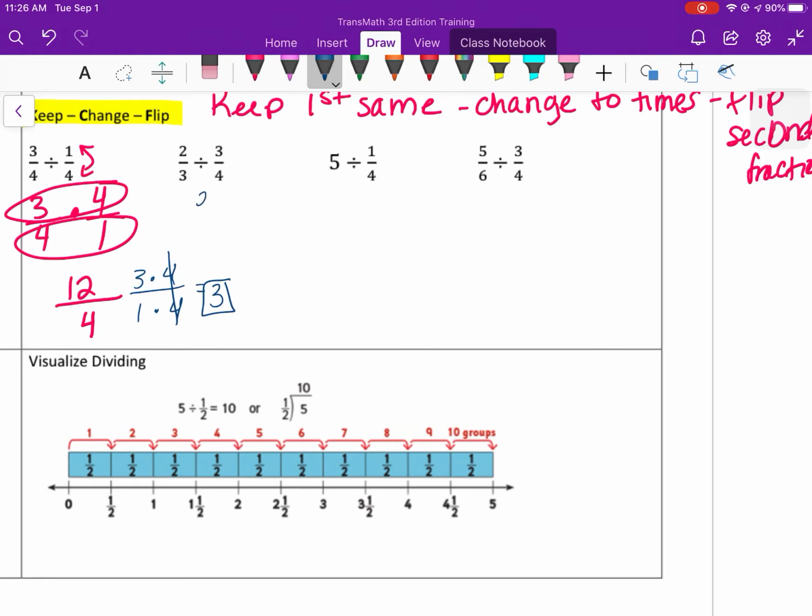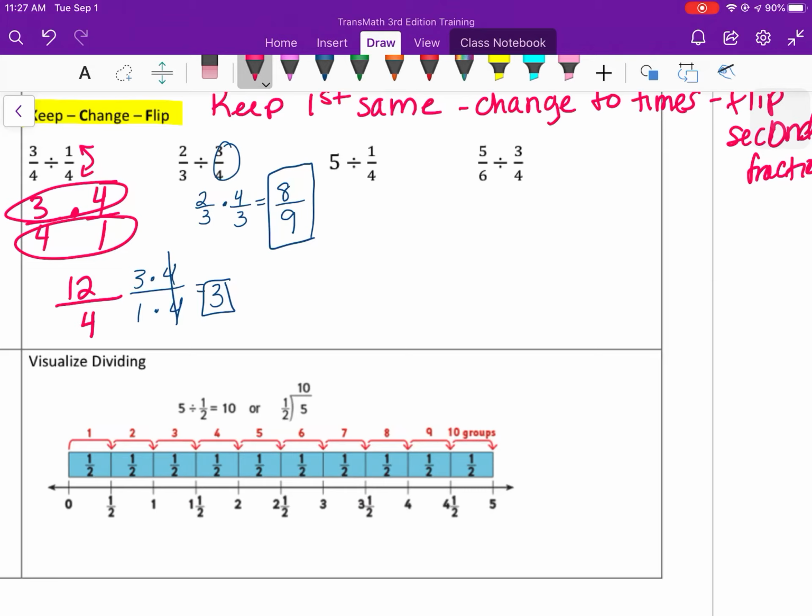All right, keep the first fraction the same, 2/3. Change it to multiply, so instead of divide, times. Then flip the second fraction, so 4/3. Multiply across the top. 2 times 4 is 8. 3 times 3 is 9. Now 8 is divisible by 2 and 4. 9 is divisible by 3, so they don't have anything in common, so that cannot be simplified.